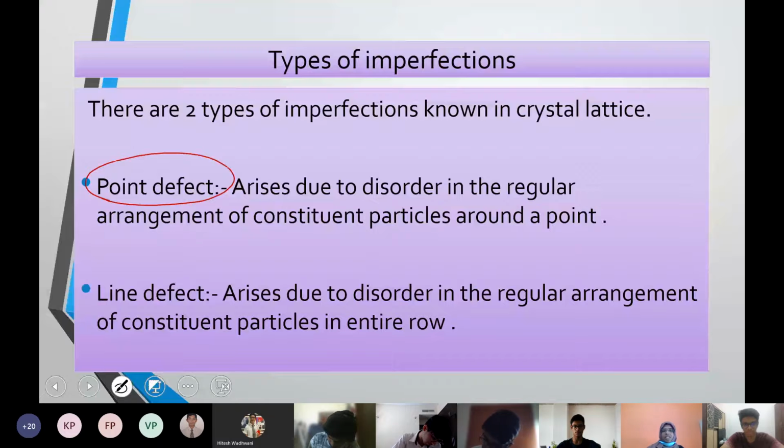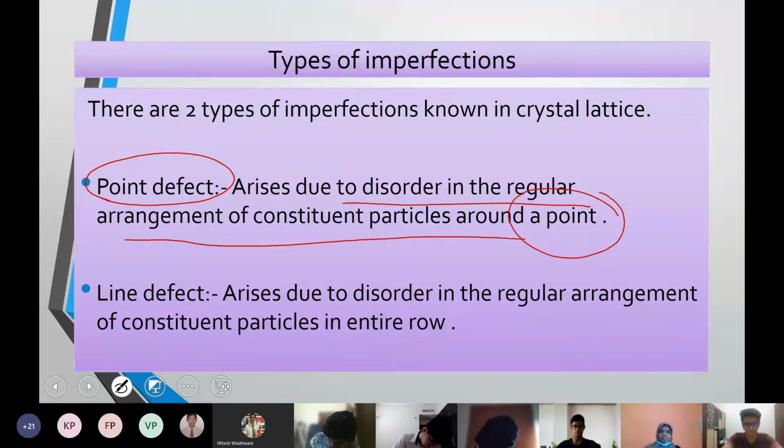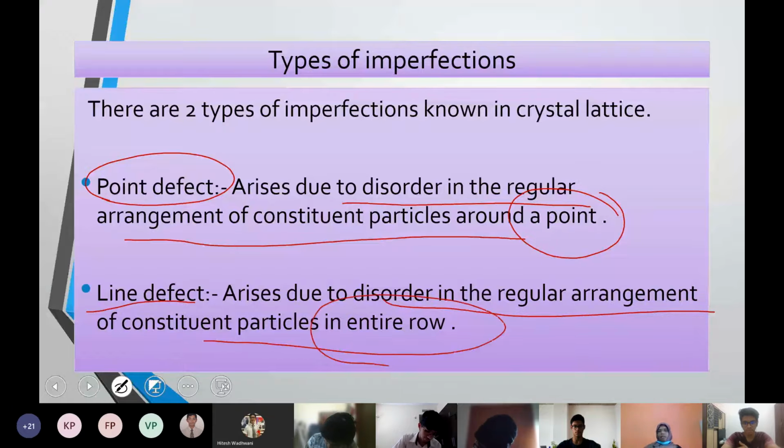So point defect is due to the disorder in the regular arrangement of particles around a point. The second type of imperfection is line defect. Line defect is due to the disorder in the regular arrangement of particles in an entire row. That means one row completely has a problem in the arrangement.